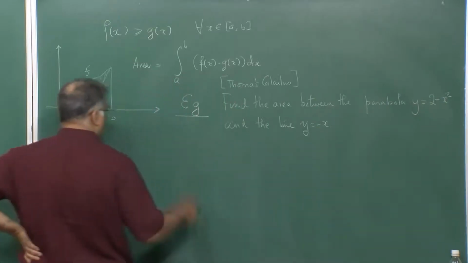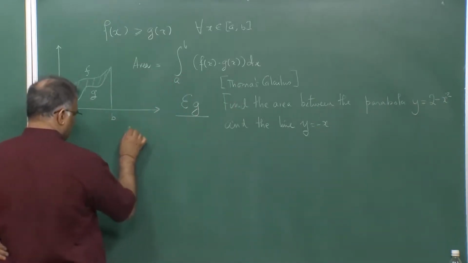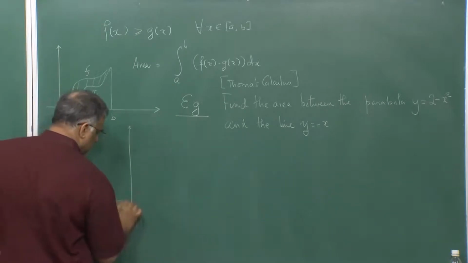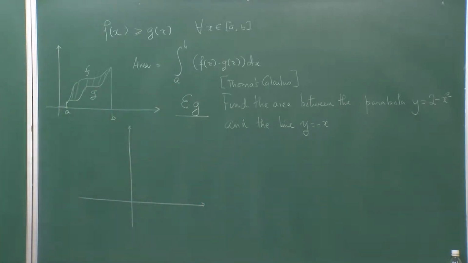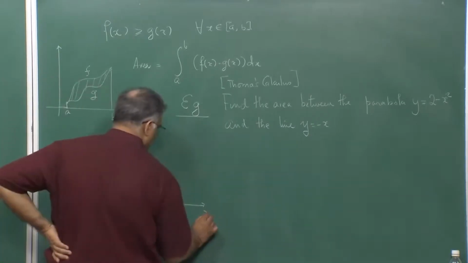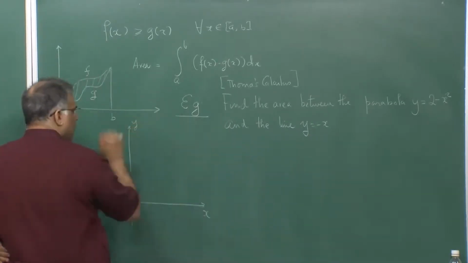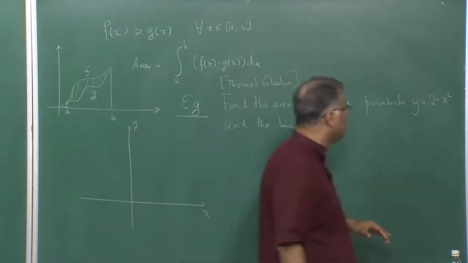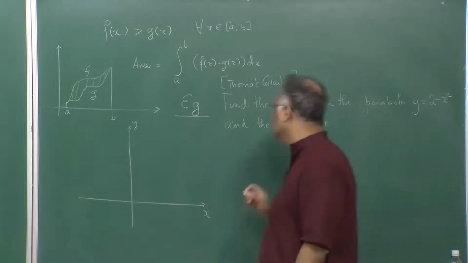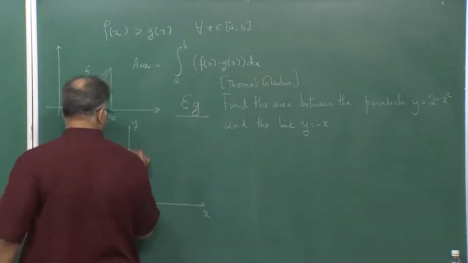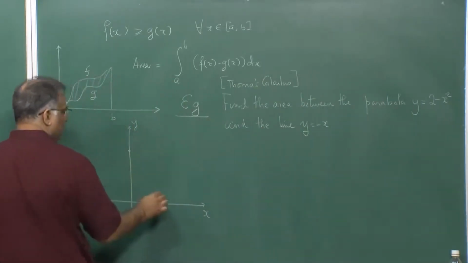So, let me try to graph this parabola first. I insist that you always try to do graphs of functions. So, if this is x and this is y, so if you have 2 minus x square here. So, if x is 0, y is 2. So, the graph is like this. So, the parabola should be something like this.